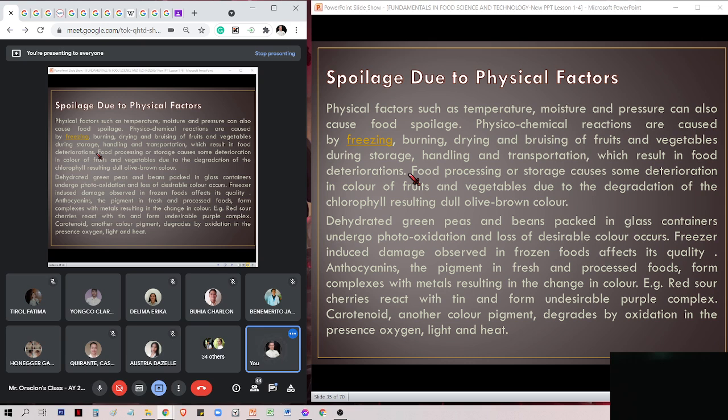Anthocyanins, the pigments in fresh and processed foods, form complexes with metals resulting in change in color. Example, red sour cherries react with tin and form an undesirable purple complex. Carotenoid, another color pigment, degrades by oxidation in the presence of oxygen, light, and heat.